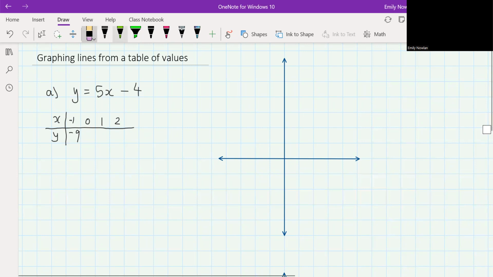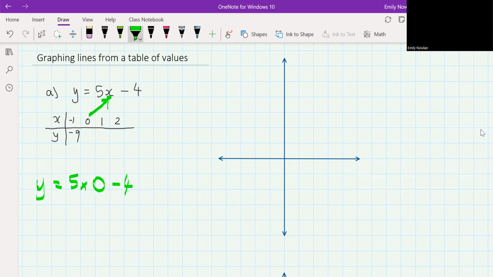Now we're doing the next one. So the next one we're going to do is when x is equal to 0. So let's go here. y equals 5 times 0 minus 4. Now 5 zeros are 0, minus 4 is -4. So when x is 0, y is -4.